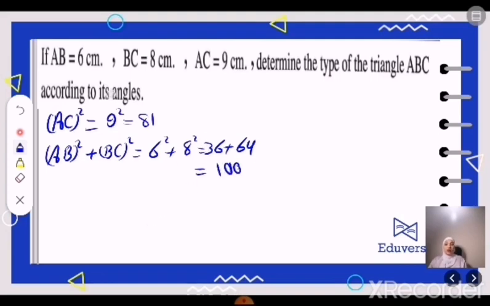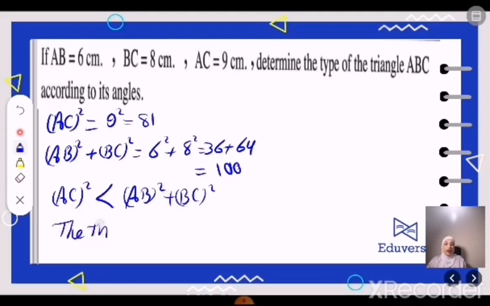So now that's obvious. AC to the power 2 is less than the sum of AB to the power 2 plus BC to the power 2. If the longest side squared is less than the sum of the other two sides squared, we will say that the triangle, or triangle ABC here, is an acute angle triangle.